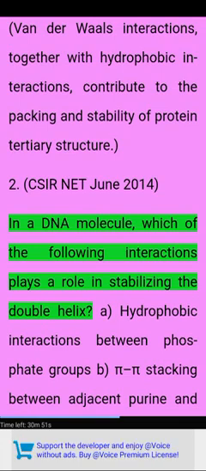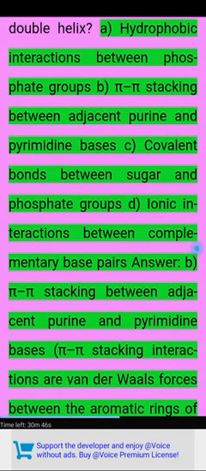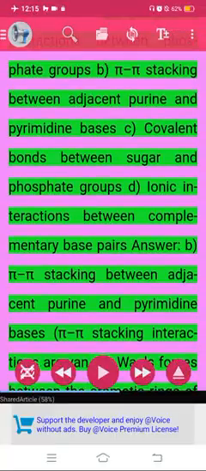In a DNA molecule, which of the following interactions plays a role in stabilizing the double helix? A. Hydrophobic interactions between phosphate groups. B. Pi-pi stacking between adjacent purine and pyrimidine bases. C. Covalent bonds between sugar and phosphate groups. D. Ionic interactions between complementary.